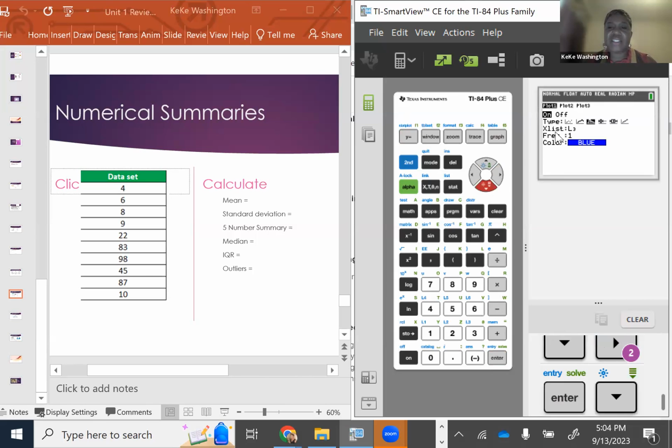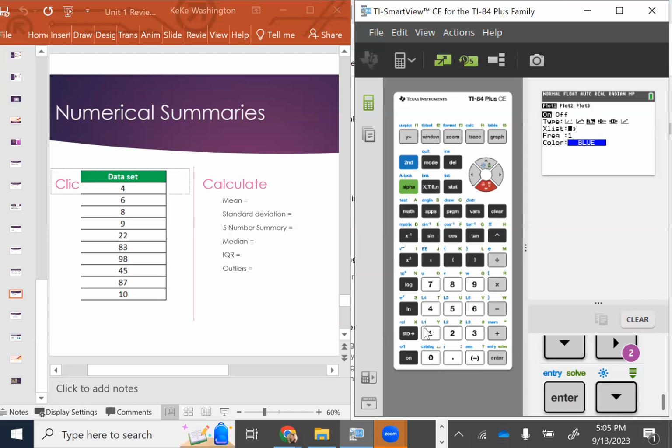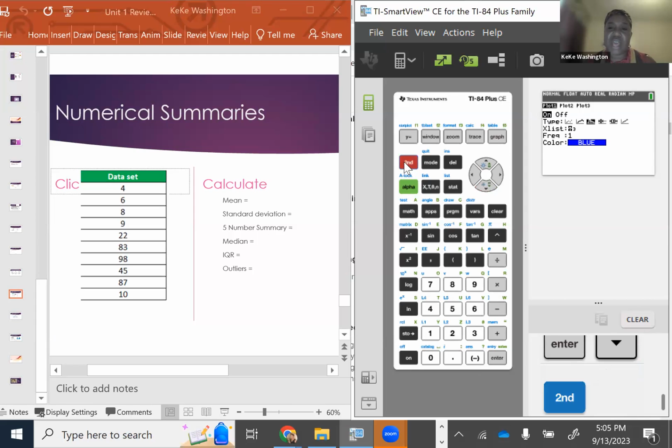Right here, it's asking you, where's your data? So my data was in list 1, the data I just entered. Right above the numbers 1 through 6, you see all of your lists. List 1 is above number 1, it's blue. So second and the number 1. From this screen, to see your histogram, you press zoom and the number 9.